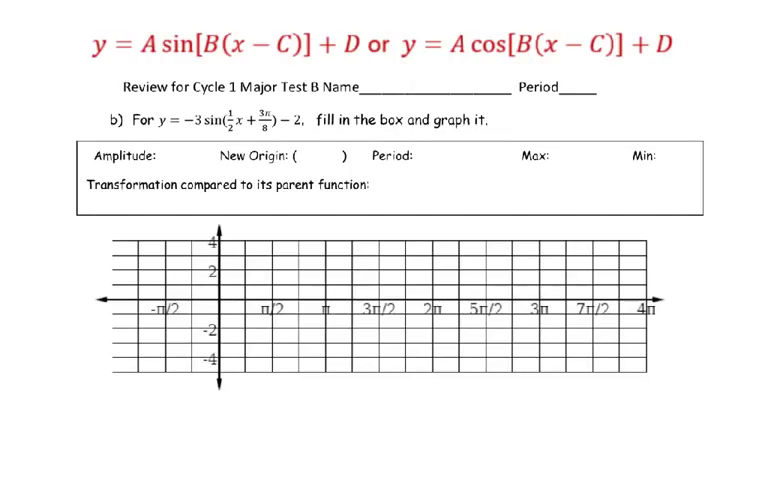Let's go to major test review part B. For y equals -3 sine function, fill in the box and graph it.